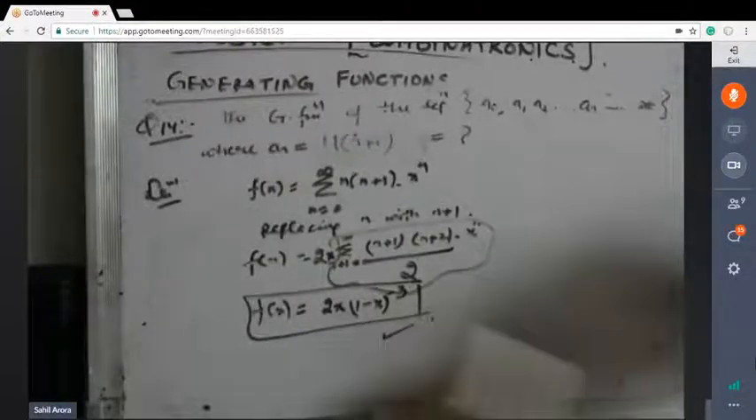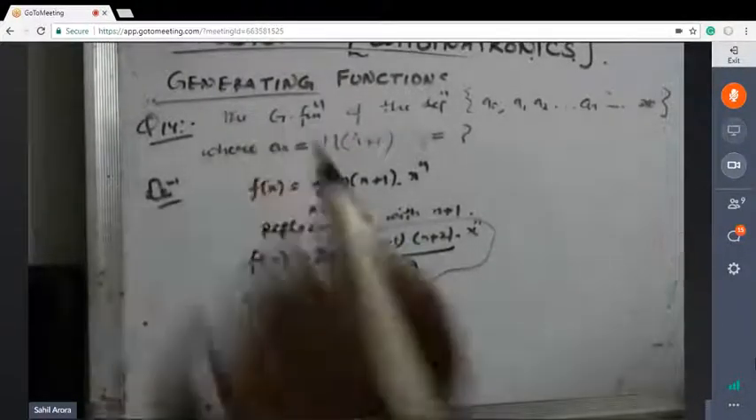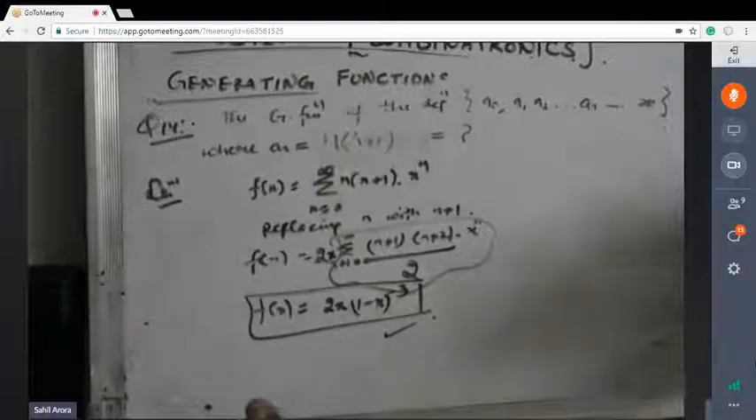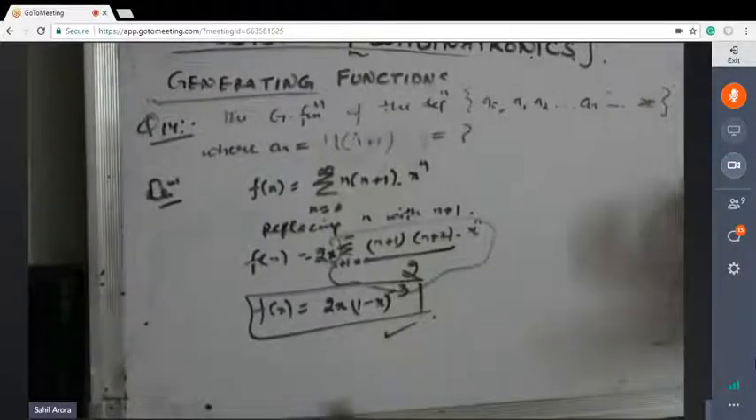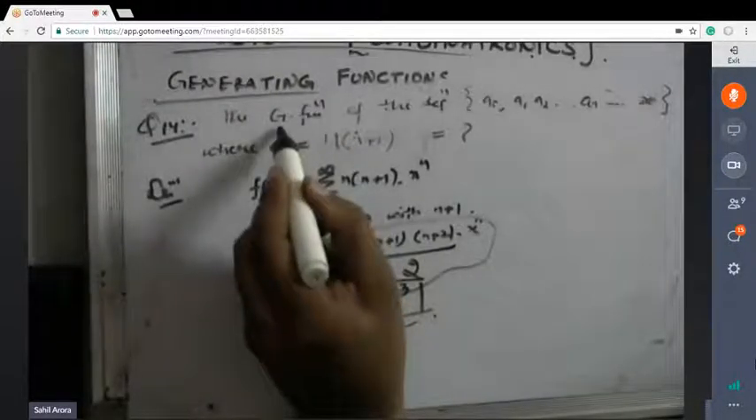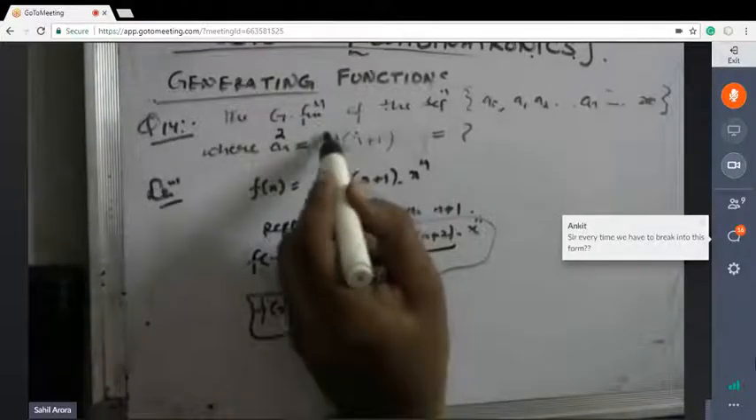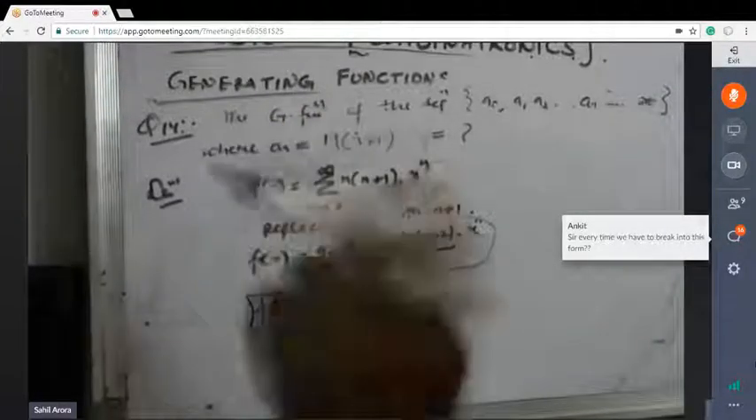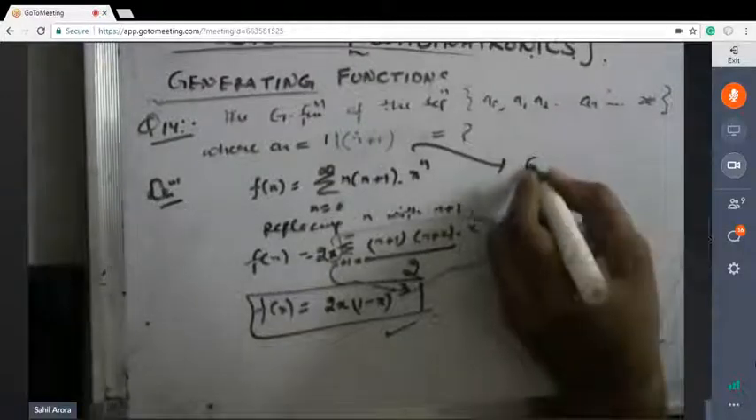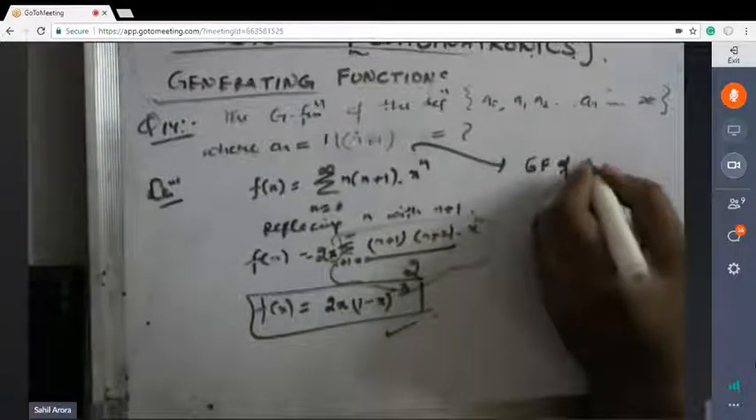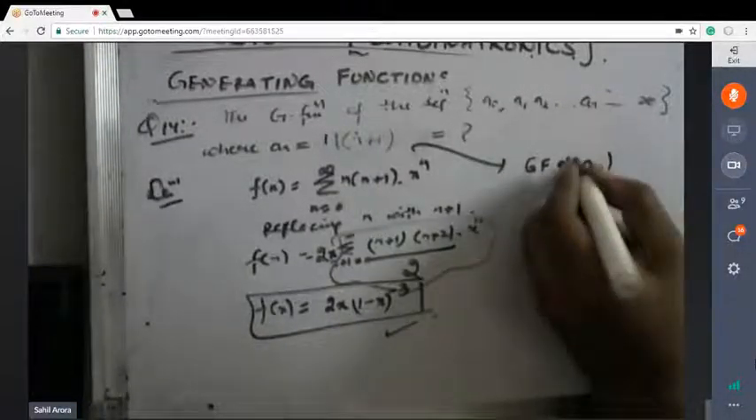So one thing is, let's modify a little bit and play with it. These questions are not from anywhere; I'm just forming the question and doing it. Let's say I'm squaring this thing. Let's say a of n is this only, and the question says we need to find the generating function of a n square.